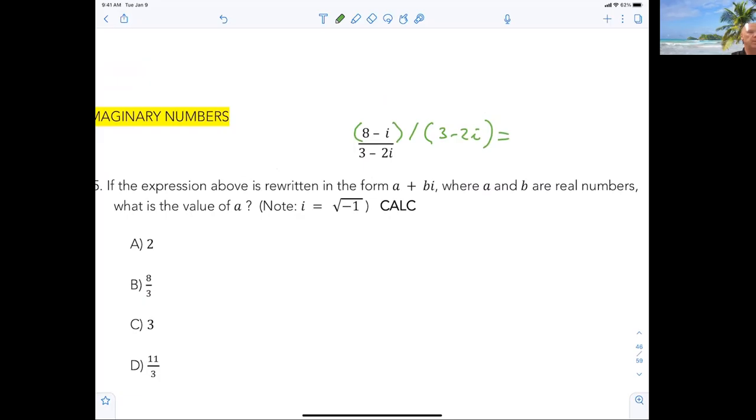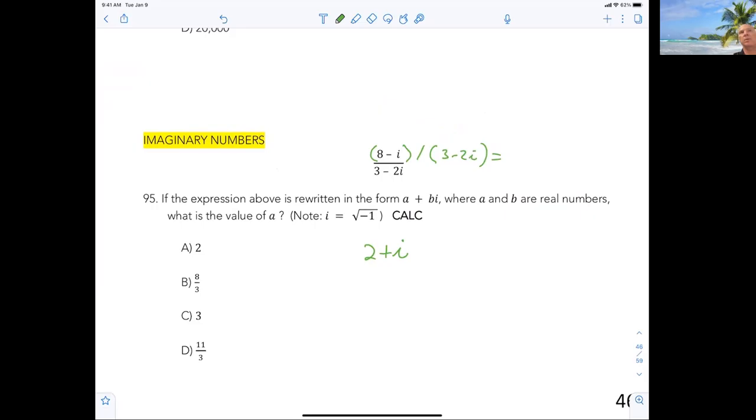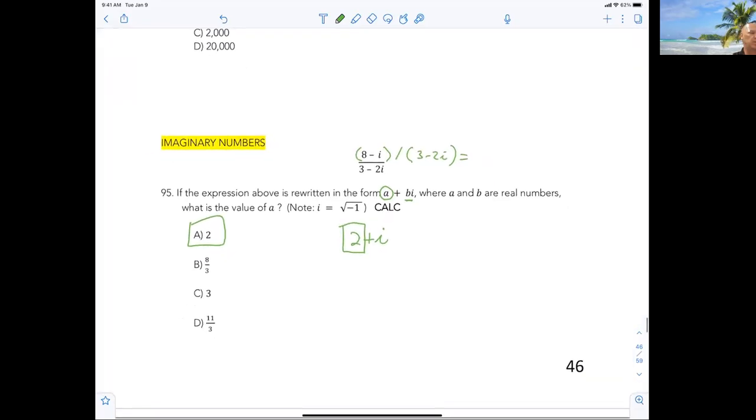Somebody tell me what comes up. Does everybody agree with that? Now look how cool that is. So a is 2, because a is the real number and b is the imaginary number. I always tell kids the imaginary numbers on the calculator are real nice, real handy. If it's a calculator section, just type it in, boom, there's your answer. For whatever reason, kids don't know that's there.